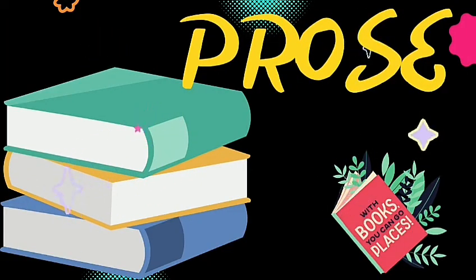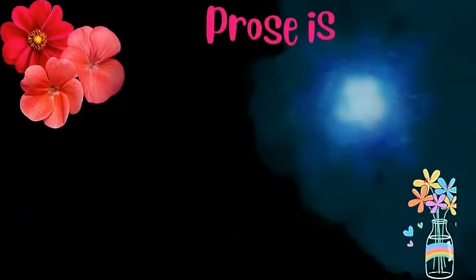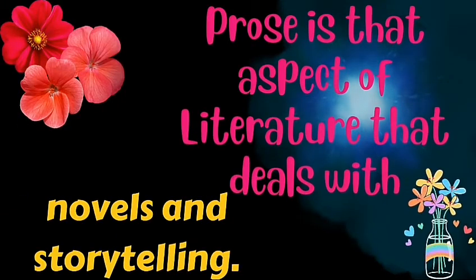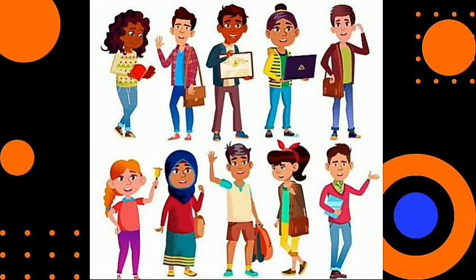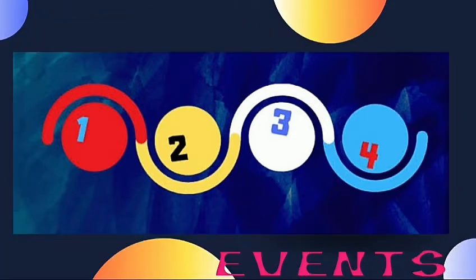The branch of literature under review this term is prose. What is prose? Prose is that aspect of literature that deals with novels and storytelling. In this branch of literature, the author has enough room to talk about characters, settings, and events elaborately. The author has the freedom to dwell on any subject matter to whatever length.